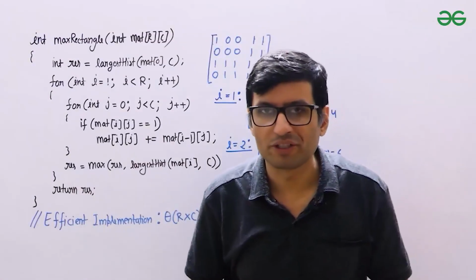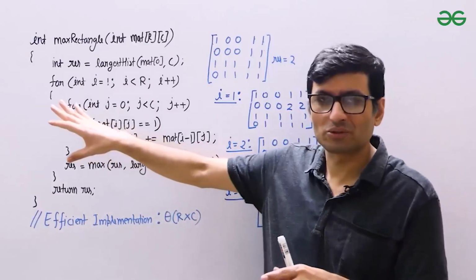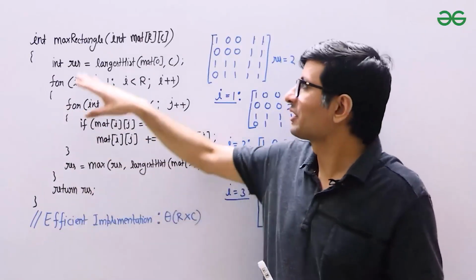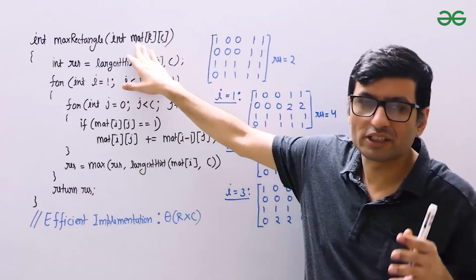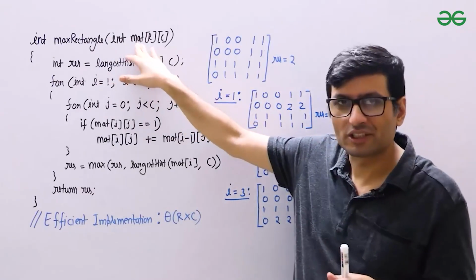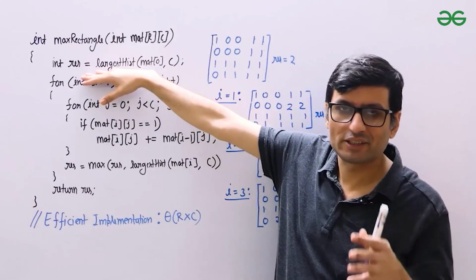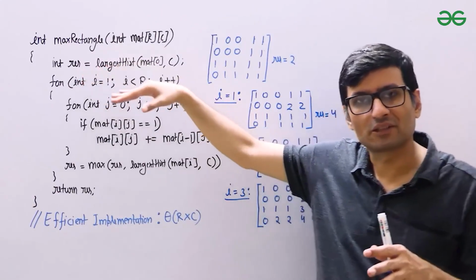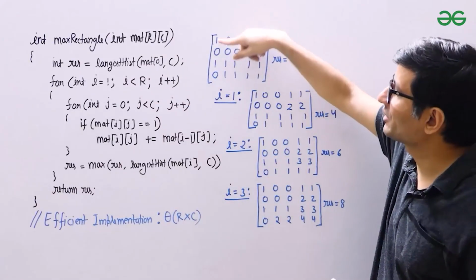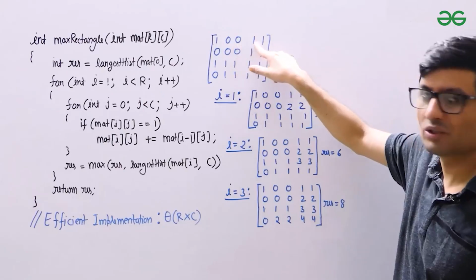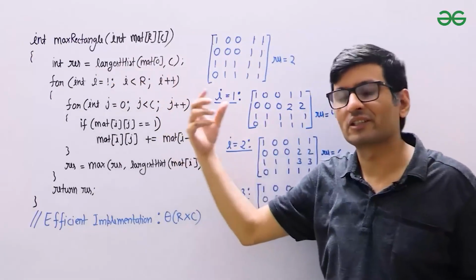Let us now talk about the implementation. I have written pseudocode here. This code is close to both C++ and Java. I've written a function, max rectangle. This function takes a matrix as input, and for the first row, it finds the largest histogram area by passing the first row as it is. So if my input matrix is this, it's going to pass 1, 0, 0, 1, 1 to this largest histogram function, and it's going to get the result as 2.